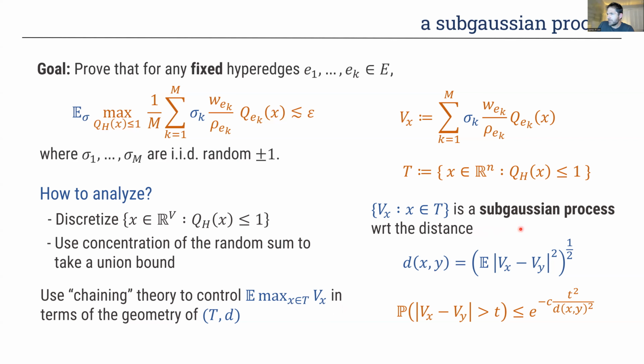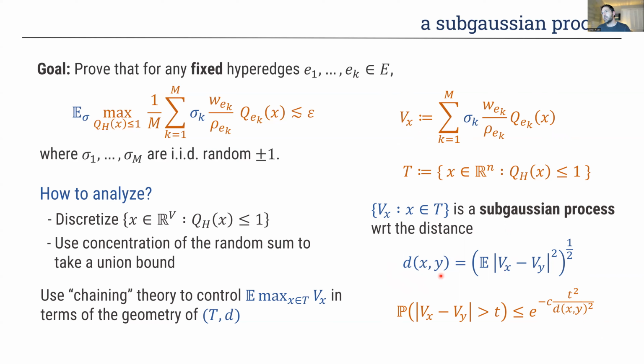Here's the setting. What is a sub-Gaussian process? It's a process that you can equip with the metric D such that the process has sub-Gaussian tails in that metric. Okay, so this is the main kind of concentration inequality we want, and it's an exercise to show that when the sigma k's are random signs, then indeed these random variables satisfy this with this metric.